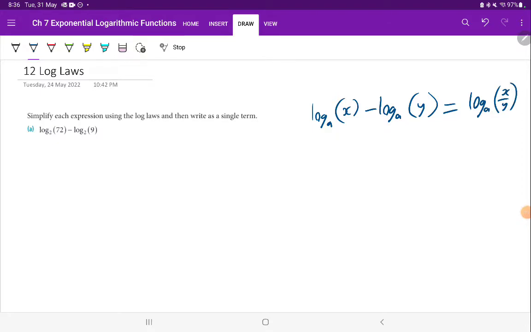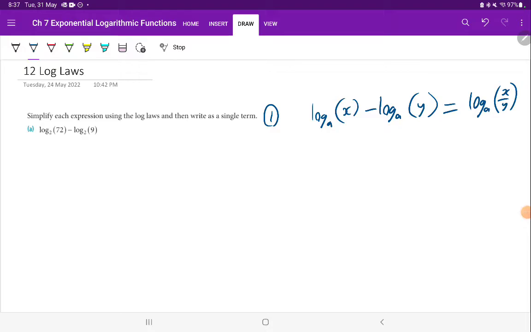Well, it is going to be the log a of x divided by y. And what does this tell us? Well, it tells us that when we divide two things, we subtract the indices, which is actually something that we already know from our index laws. So let's call this our first log law. In reality, it's usually our second. Doesn't really matter. We're going to be using it as our first.